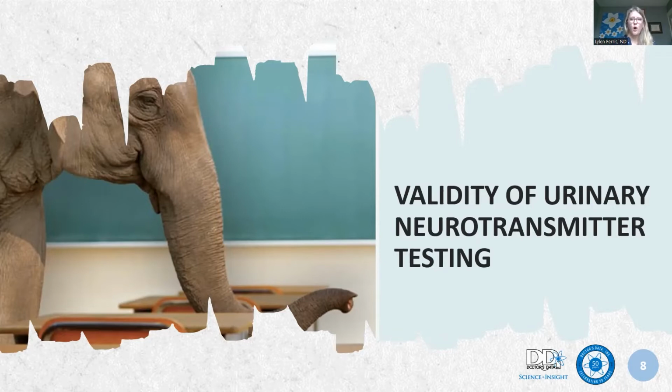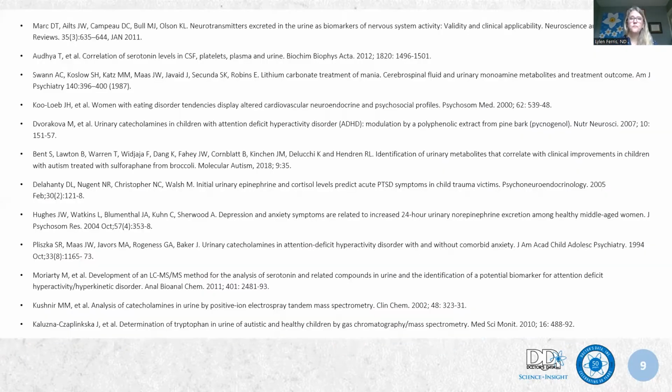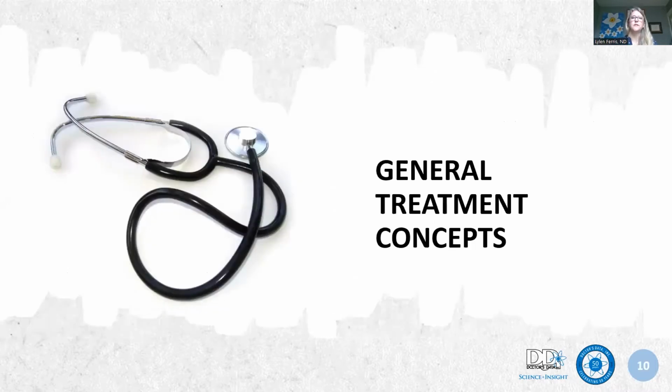Neurotransmitters are secreted all throughout the body in neurons of both the central and peripheral nervous systems, and neurotransmitter receptors are found in all tissues, not just nervous tissues. So because neurotransmitters exist in the CNS and the periphery, and we know that the brain and the body are integrated, I feel that neurotransmitter testing provides a good general guide to treatment, and it does correlate strongly with symptoms. And there's some resources here if you'd like to dive in and read more about the validity of testing.